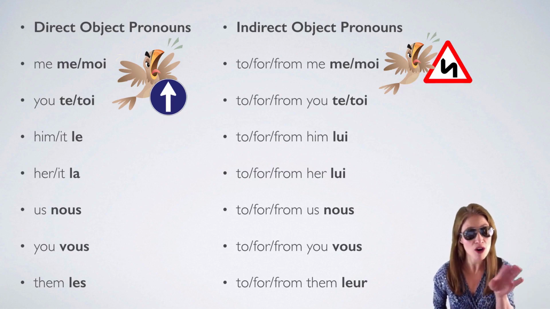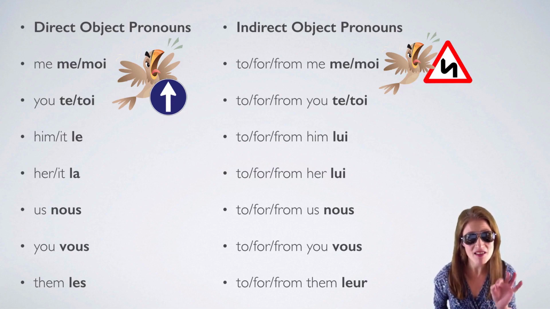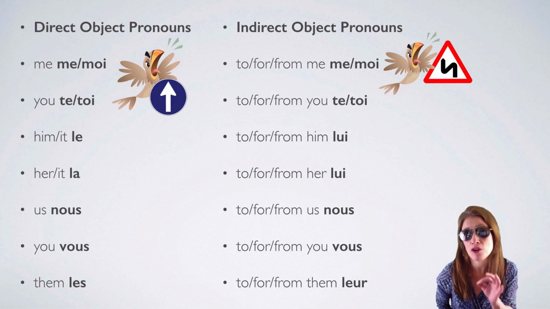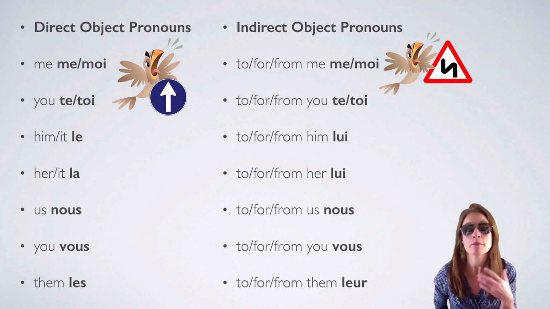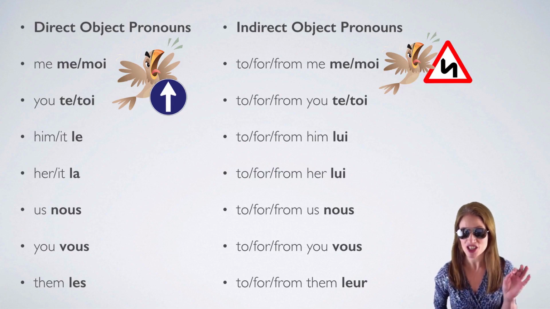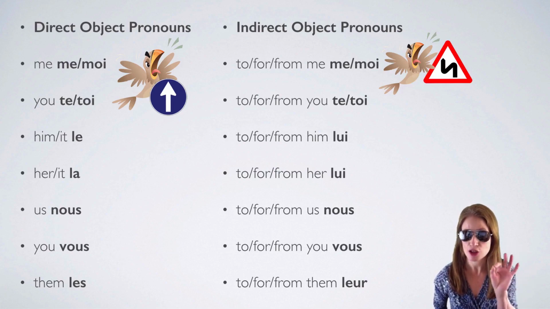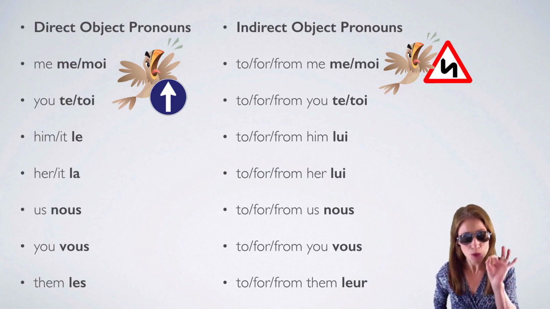And although they are all the same, except for him, her, and them, they have a different meaning. Where me doesn't just mean me, when it's indirect, it means to me, or it can mean for me or from me. Usually to, but it can sometimes mean the others. Te and toi become to or for or from you. Lui, now that changes. Him, when it's a direct object, is le, and her is la. But when it's to or for or from her, it's the same word when it's indirect, lui.